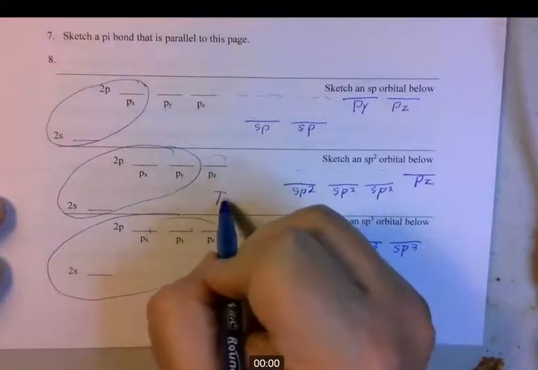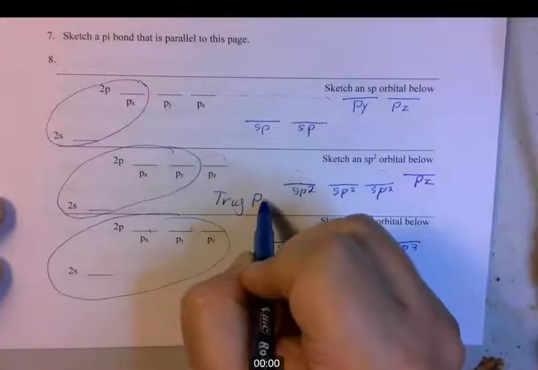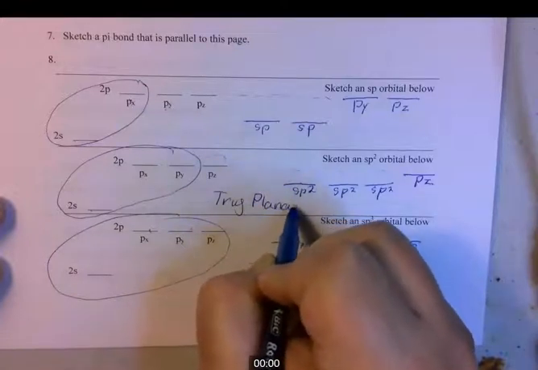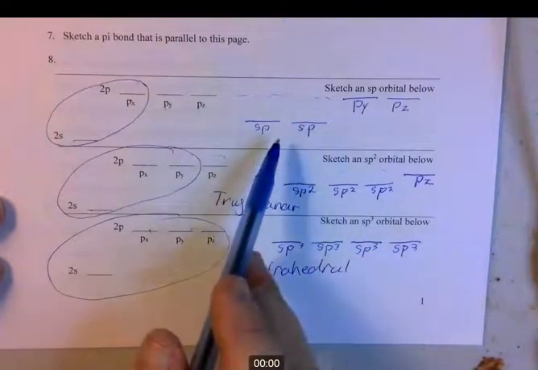This would be trigonal planar. Look on your sheet, on the chart sheet that you've been given. Planar spelled P-L-A-N-A-R, something I learned over the break. And this one is going to be linear.